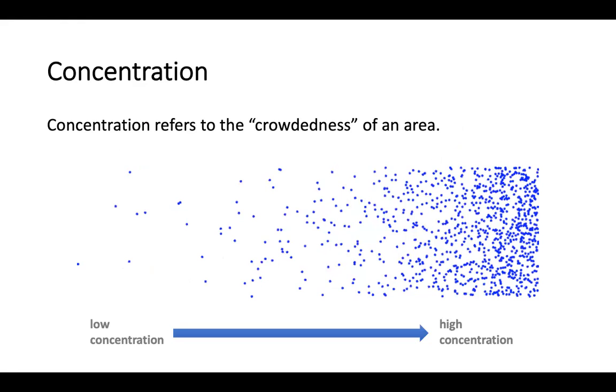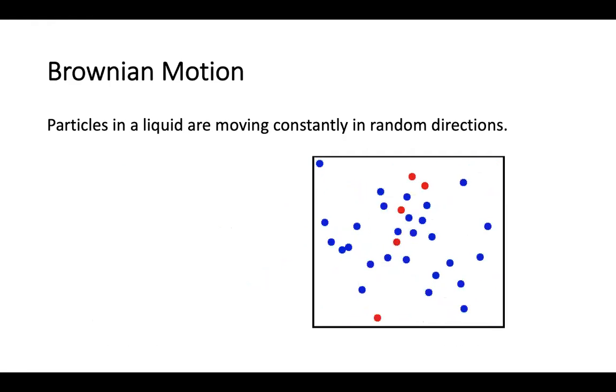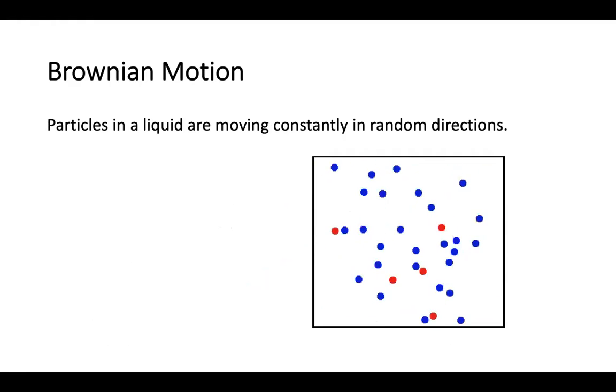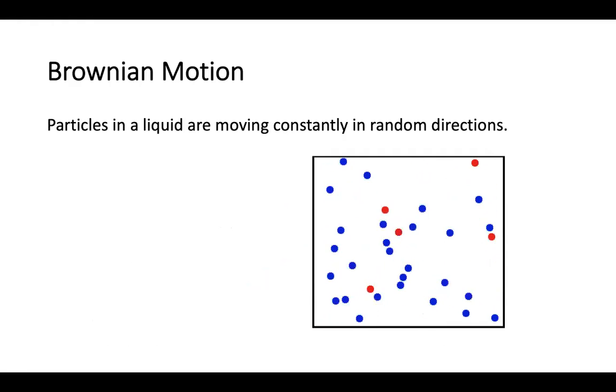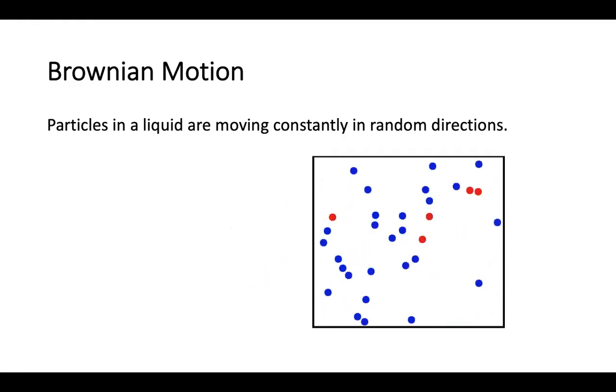So when we talk about something that's concentrated, we're talking about how crowded an area is. Okay, so if you look up here, you don't have so much going on, so that means it's a what? Low concentration, and over here, it's pretty crowded, so that is a high concentration. Okay, so concentration refers to the crowdedness of an area. This is just an example of liquids moving constantly in random directions in there.